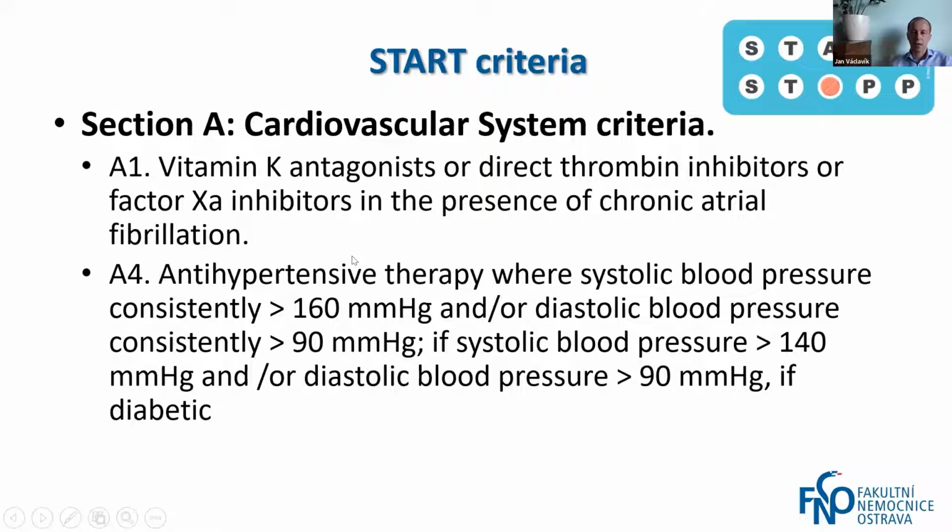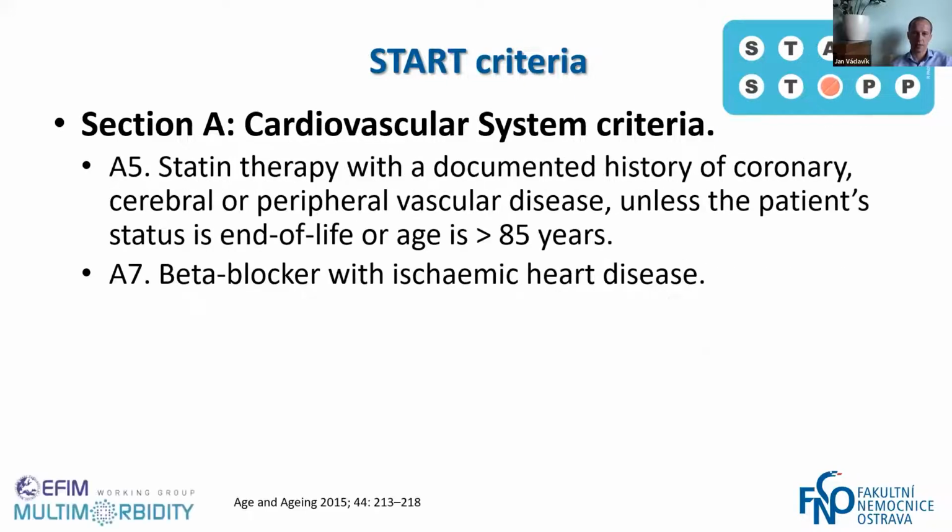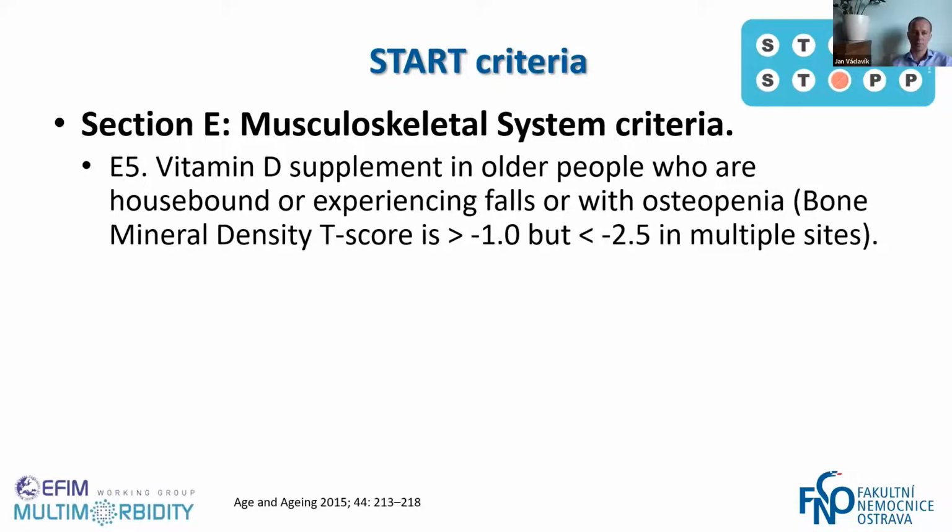So what to start? These are the START criteria. They say we should start anticoagulation in patients with chronic atrial fibrillation, and we also should use antihypertensive drugs, and this patient has hypertension. And also we should use statins in patients with coronary artery disease and beta blockers with coronary artery disease. So these are the drugs we should keep in the medications because they really improve prognosis.